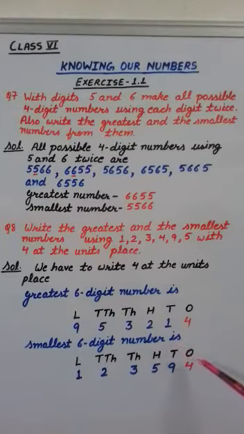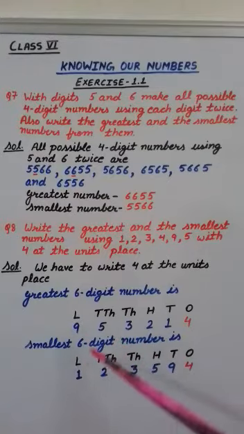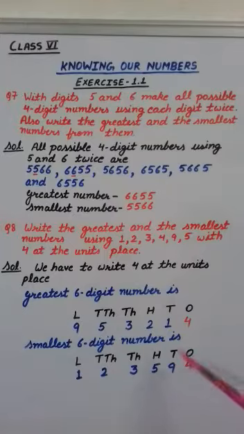Now coming to smallest 6 digit number. Now again, see the Indian system. Ones, tens, hundreds, thousands, 10,000, lakh. Now, ones place, it is fixed. What is it? It is 4. So, ones place is fixed. Now, let's begin with the smallest digit.